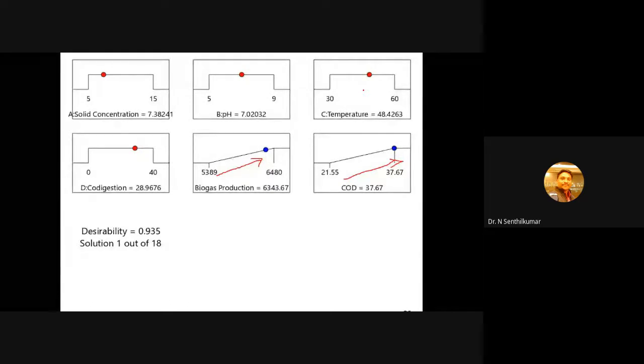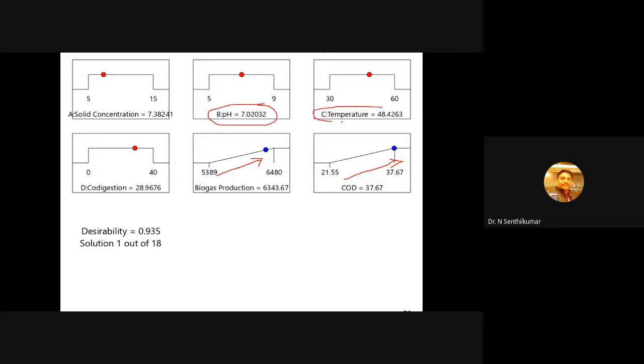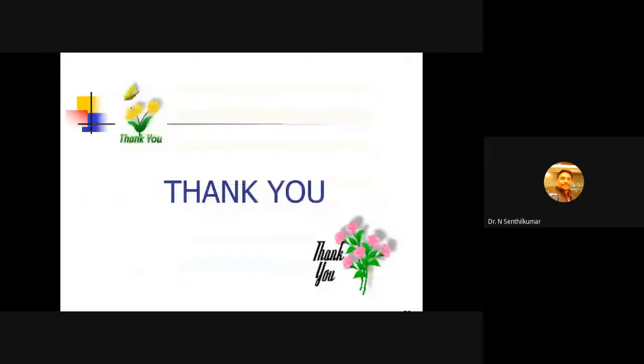But the exact optimum condition can be determined by using this desirability plot in RSM. You can see the pH value 7.02. The temperature is 48. So exact optimum conditions can be obtained by this RSM. But in the case of Taguchi, the optimum condition will be any one of the level values. No intermediate value will be provided. If it is 210, then obviously 200 will be the optimum condition. So that's the advantage of going for this desirability plot.